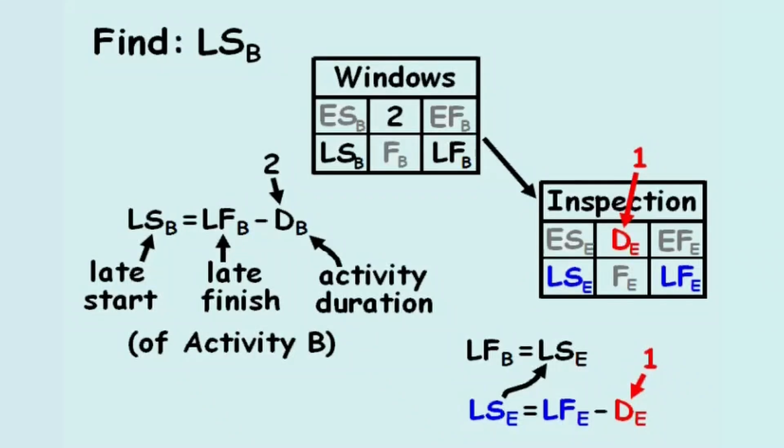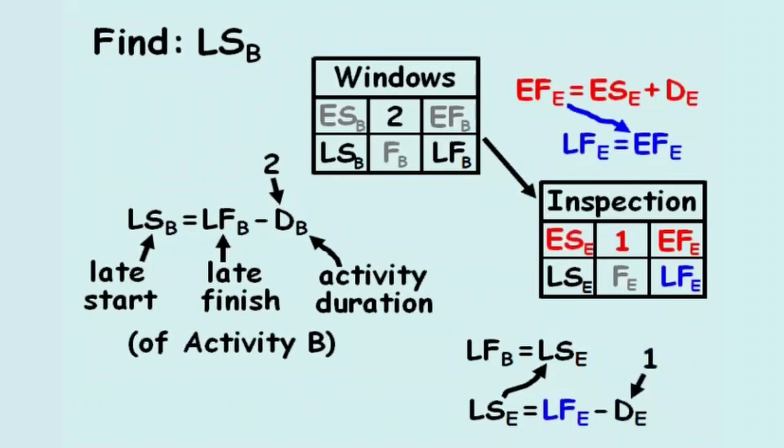The late finish of activity E equals the early finish of activity E, because activity E, the inspection, is the final activity. The early finish of activity E equals the early start of activity E plus the duration of activity E. From before, we know the duration of activity E equals 1.